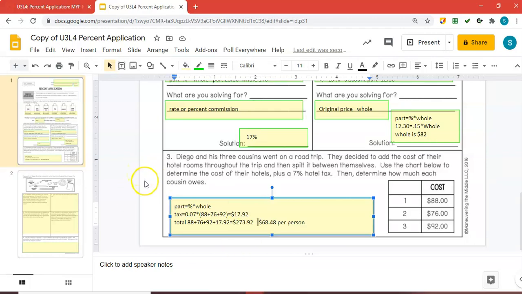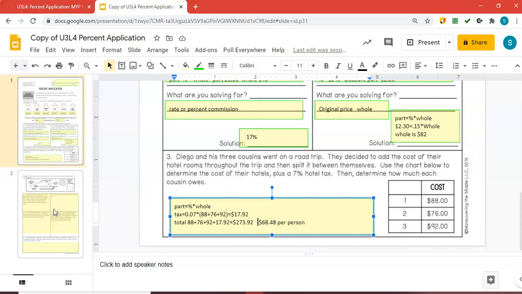Now, there were a lot of steps in there. First, we had to find the tax. Then we had to realize that we had to add the tax to the original price. Then we had to divide the whole thing by 4. All that was broken down in this information here. So it's really important that you read the problem carefully and identify what you know, what you're trying to find, and all the sort of steps in between.